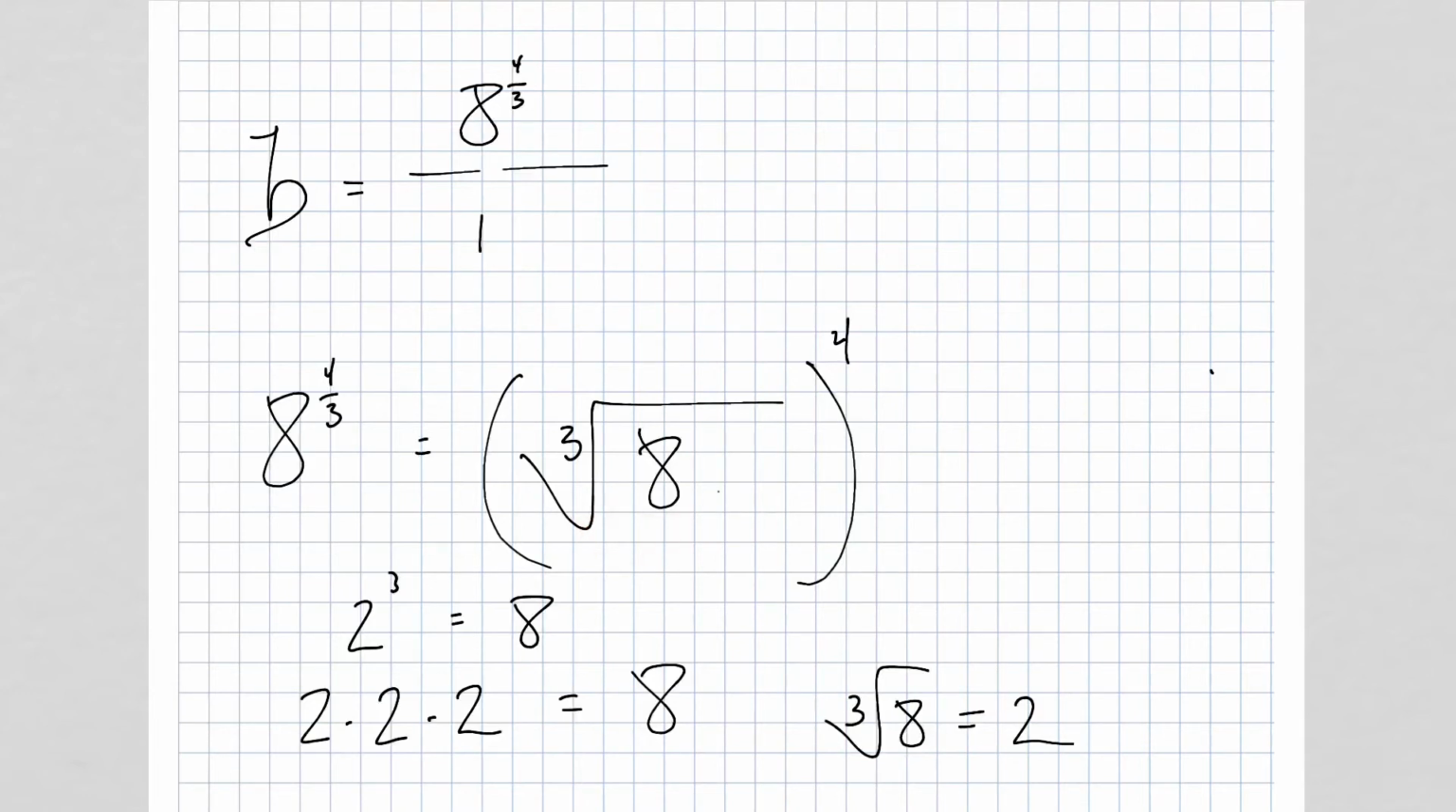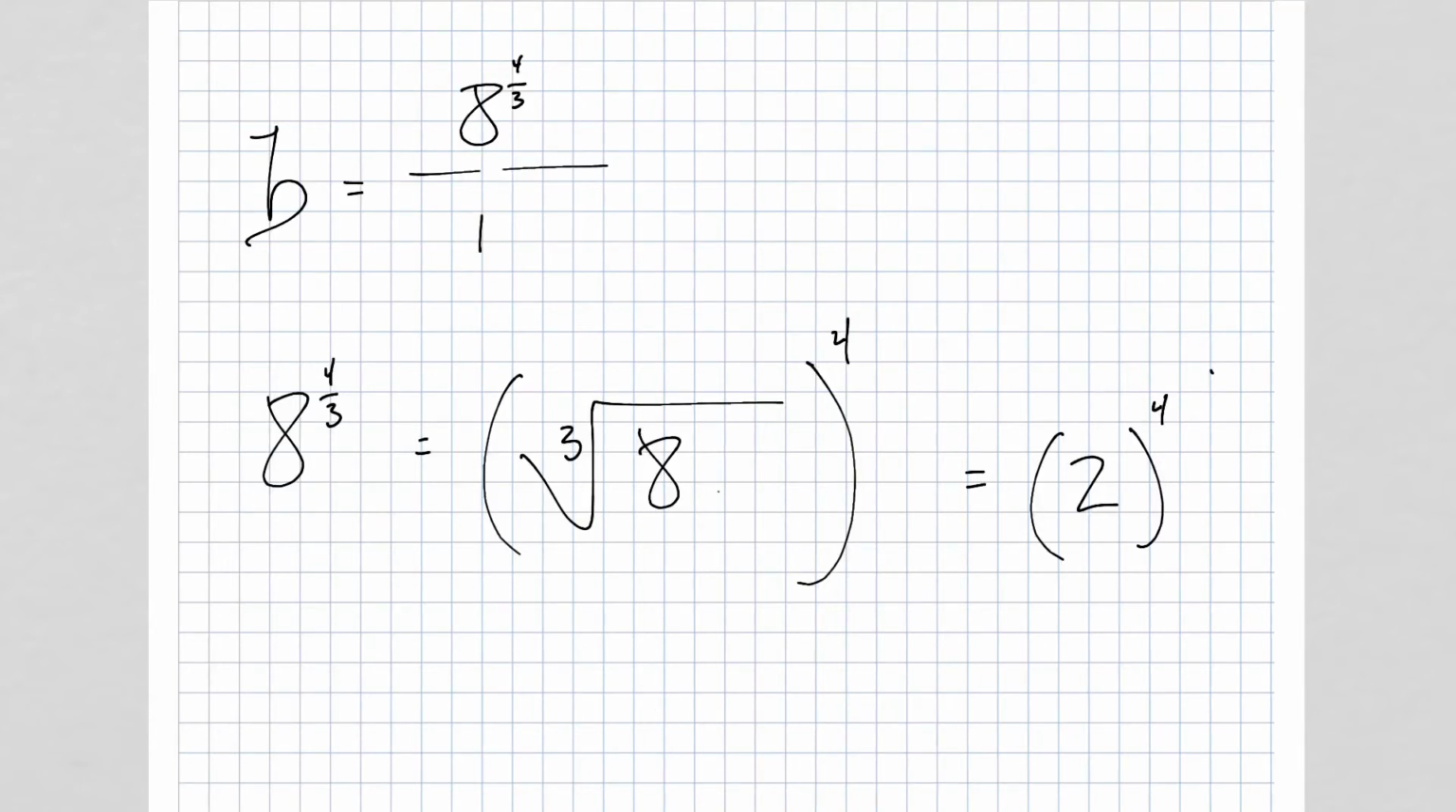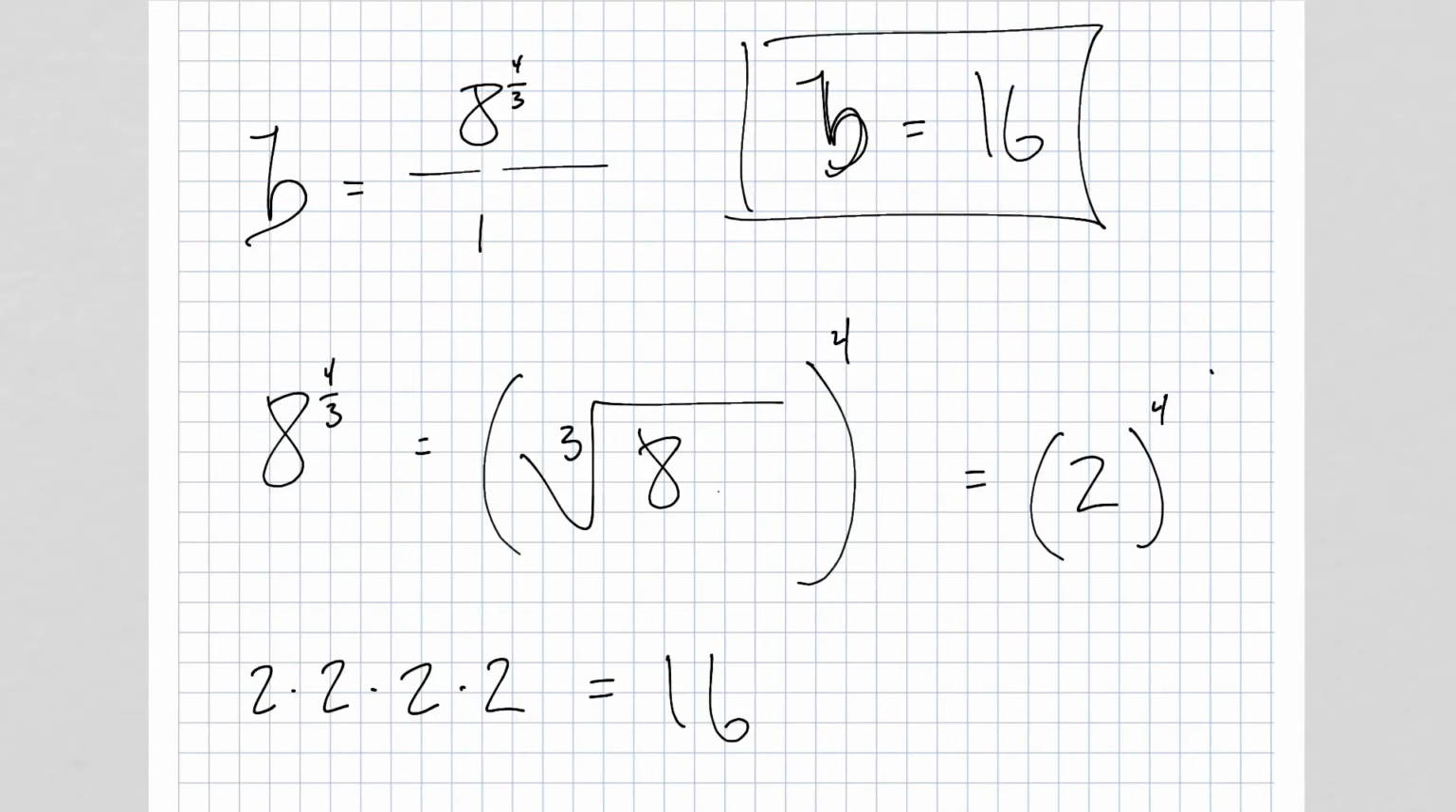So here we have cube root of 8. So we're going to say that now equals 2 raised to the 4th power. Okay, what's 2 raised to the 4th power? That's just 2 times 2 times 2 times 2, that equals 16. So we get B equals 16. Final answer.